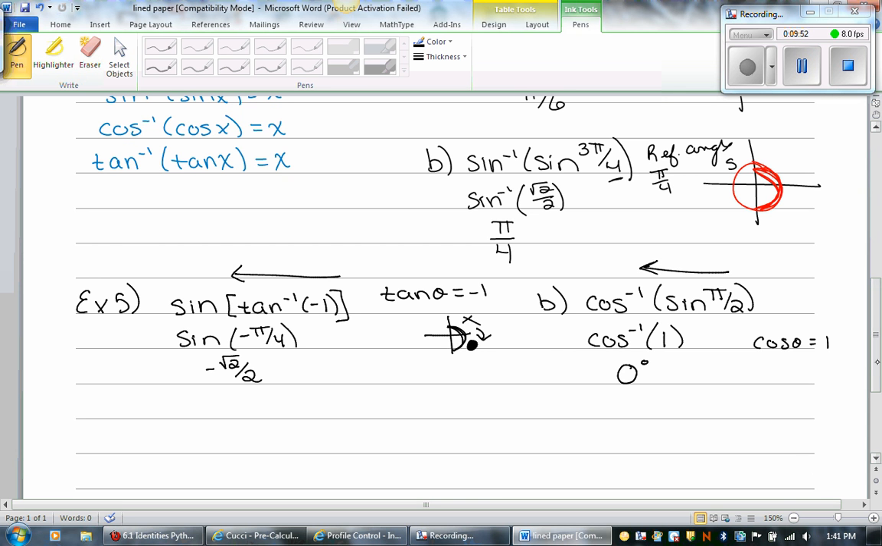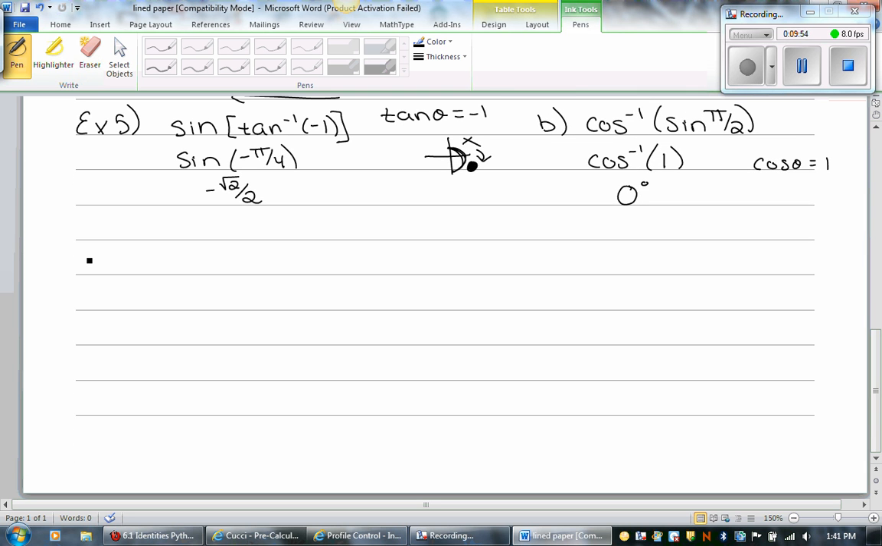Let's try another example. This time we're going to do sine of cotangent inverse of x over 2. Okay, so since cotangent is defined on 0 to pi, we have to consider quadrants 1 and 2.